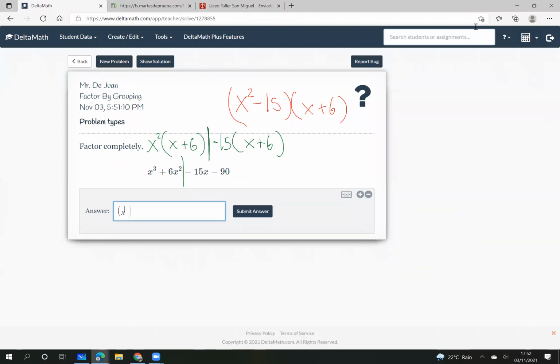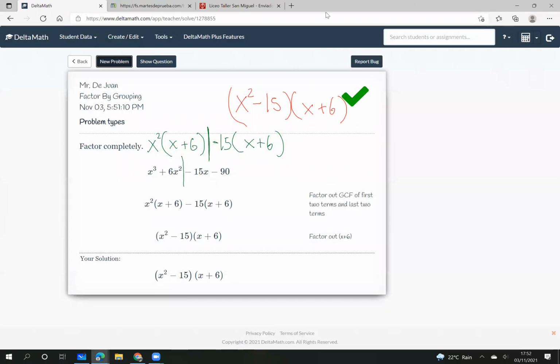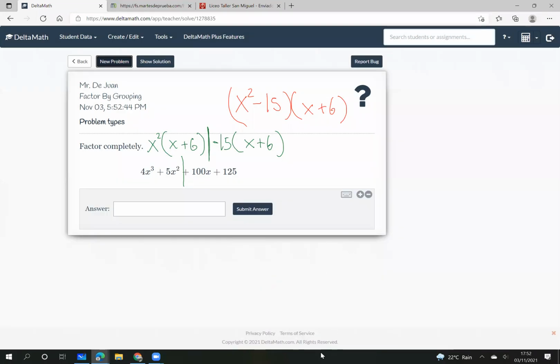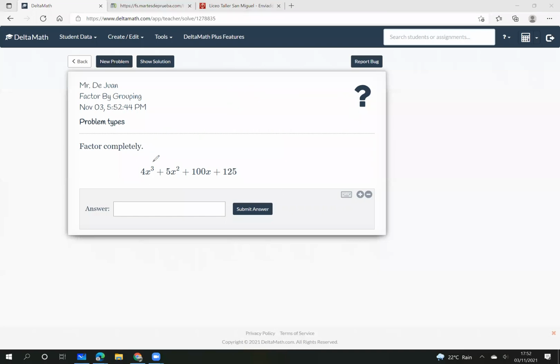X cuadrado menos 15 y X más 6. ¿Ok? Hagámoslo otra vez. Bueno. Lo separamos en dos. Listo.